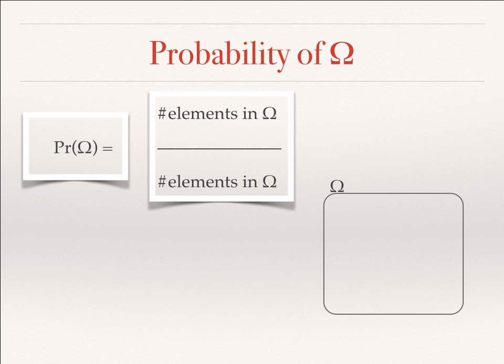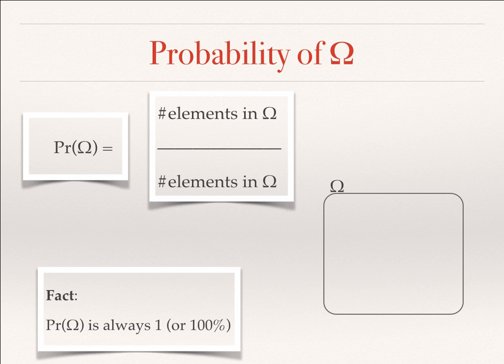Another interesting consequence of this is if we were to ask the probability of omega, so the probability of the event corresponding to the entire sample space. That's defined again as usual, so it's the number of elements in omega divided by the number of elements in omega, and you can see mathematically that this is always going to be 1 or 100%. So the event corresponding to the entire sample space has a probability of 1 or a probability of 100%.